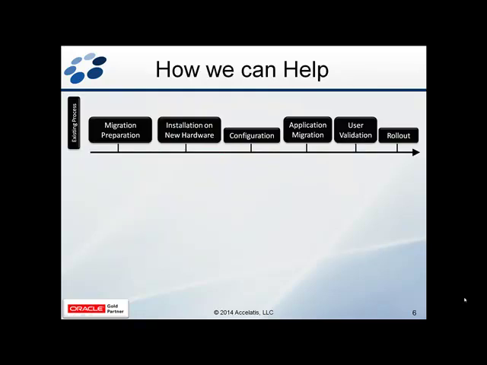Here we have a simplified timeline of a typical migration. It starts with preparing for the migration, whether that's getting requirements, getting funding, all of these elements. Then ultimately, you will install likely new hardware. Then you will go through a phase of configuring the system. You'll upgrade your applications or rework your applications. Then there will be a period of user validation and eventually rollout. What we're going to show now are all the touch points where Accelatis can come in and simplify the process, again, better ensuring successful rollout.